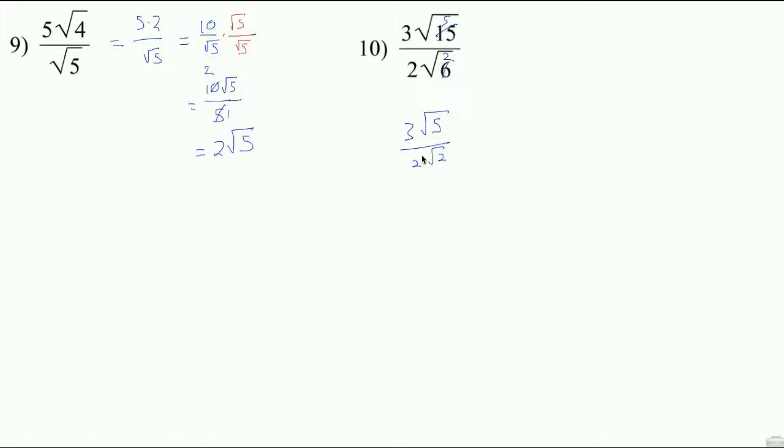There's no addition or subtraction here, so we really just need to take care of this root 2. This 2 right here is fine. We're allowed to have a 2 in the denominator, but we need to multiply by root 2 over root 2, because when we do that, the square root of 2 times the square root of 2 is simply 2. So in the numerator, we have 3 root 5 times root 2, which is root 10, over 2 times 2. And so we have 3 root 10 over 4.